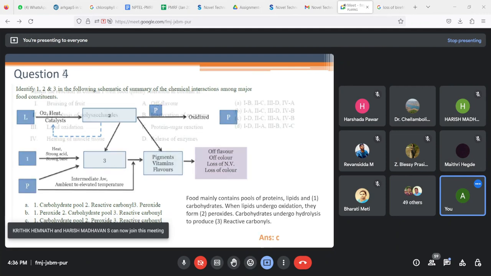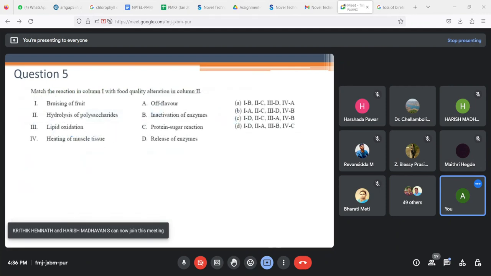Moving on to question 5. Match the reactions in column 1 with the food quality alteration in column 2. So it often happens that either through the natural processes that happen in the food itself, or while we are doing some food processing techniques, there are some kind of quality alterations that happen in food. So these can differ according to the kind of reaction that we are looking at. So are you guys able to match which reaction corresponds to which of the quality alteration?